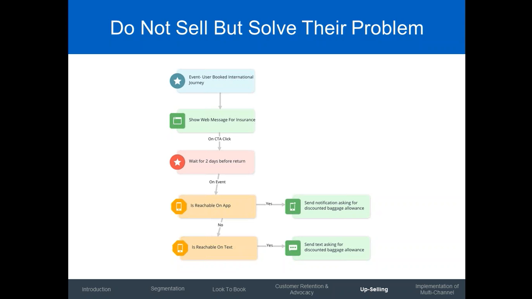If you had told them right after buying the ticket, saying, hey, listen, do you want extra baggage on return, the chances are they would not have bought it. But if you reach out to them maybe 2 days prior to return, there are high chances that they might just buy this product. So it's about identifying the needs and then reaching out to them at the right point in time.